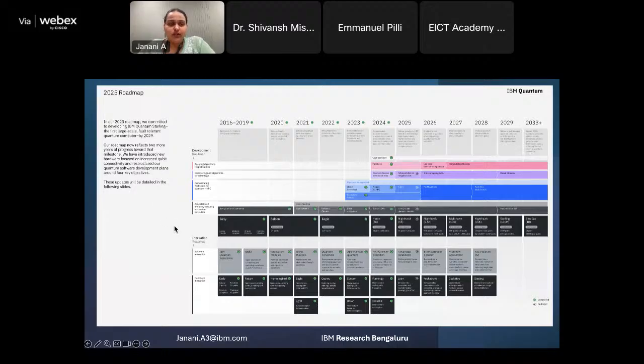So in 2023, the roadmap's end goal was basically to be able to develop first Starling, which was supposed to be the first large scale fault tolerant quantum computer. And this we hope to do by 2029. So the roadmap now reflects 2 more years of progress toward that milestone in 2025. We have introduced new hardware focused on increased qubit connectivity and restructured our quantum software development plans around these 4 key objectives. Now these updates will be in the following slides.